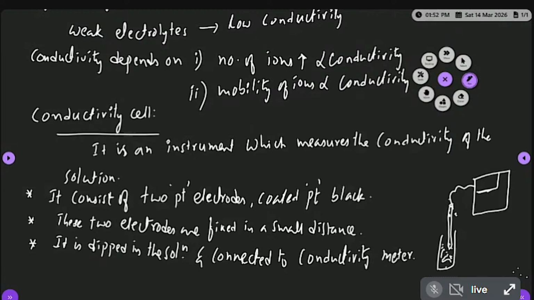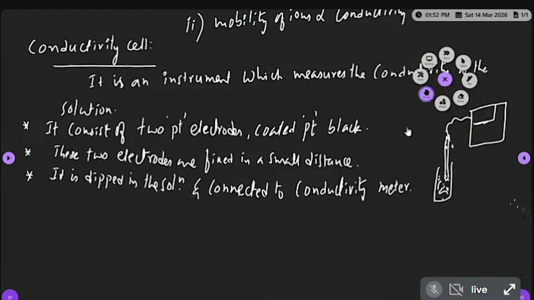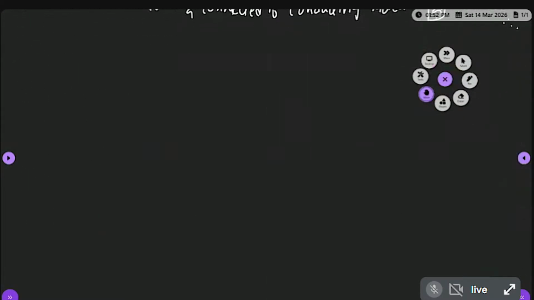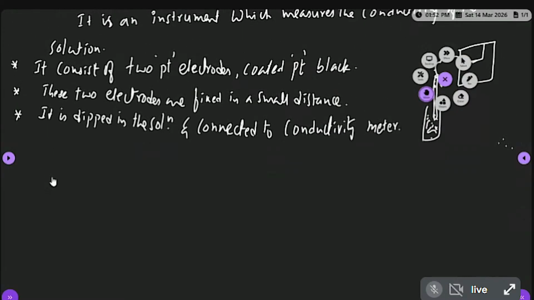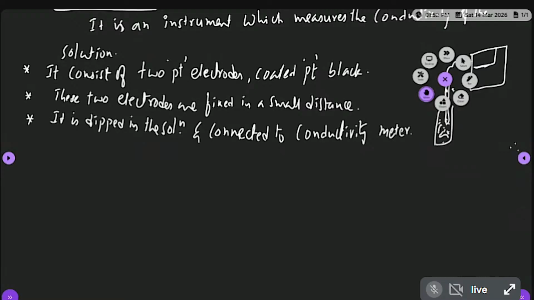And next we have two experiments, conductometric titrations and potentiometric titrations. Copied? So conductometric titrations and potentiometric titrations, very very important.